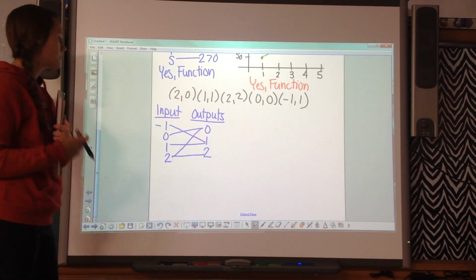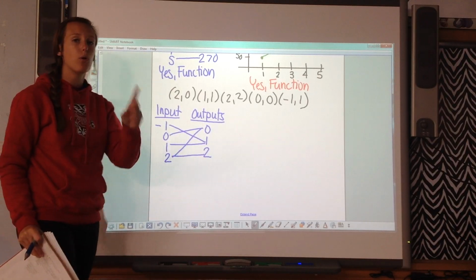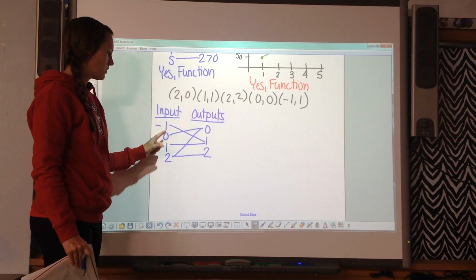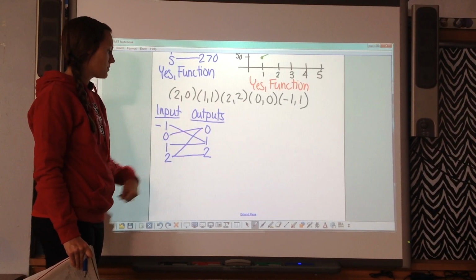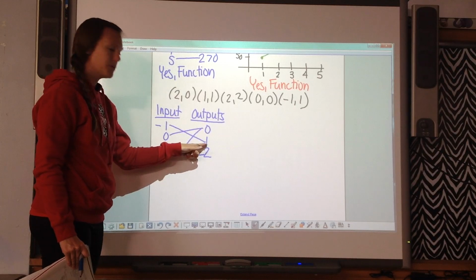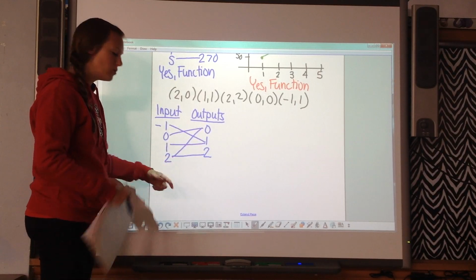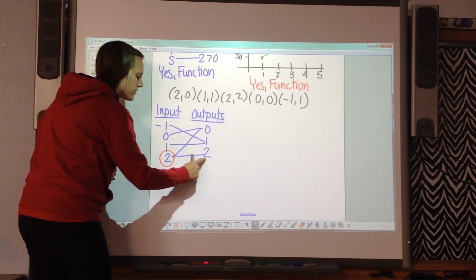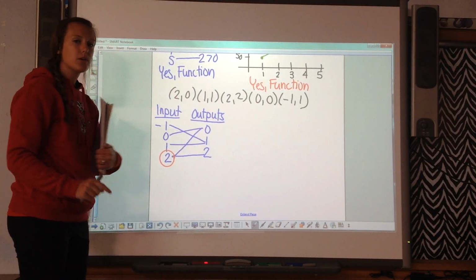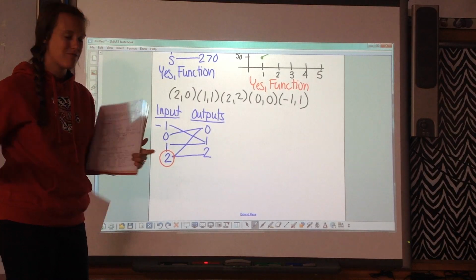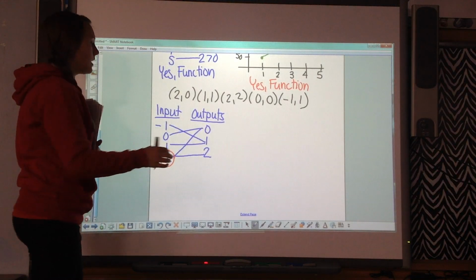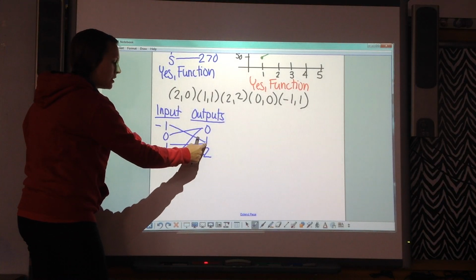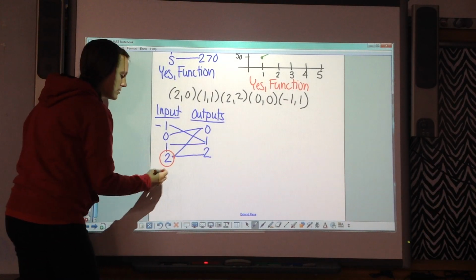Okay, so now I have to check to see if it's a function. Every input can only have one output. So this -1 has one output, that's okay. 0 has one output, so that's okay. 1 has one output, so that's okay. But do you see how 2 has two outputs? This 2 has an output of 2 and an output of 0. Because 2 has two outputs, it is not a function. That's a red flag. Now, outputs can have two inputs. For example, this is allowed. But inputs cannot have two outputs.